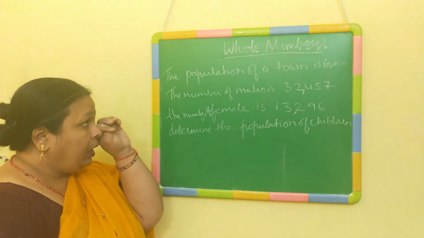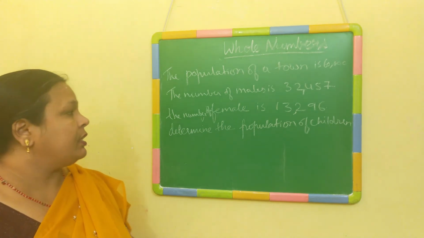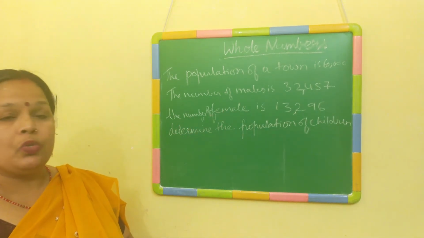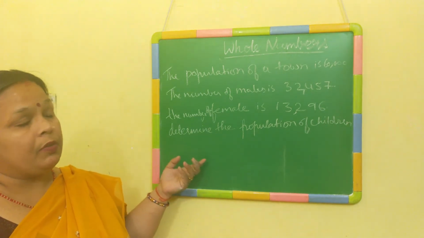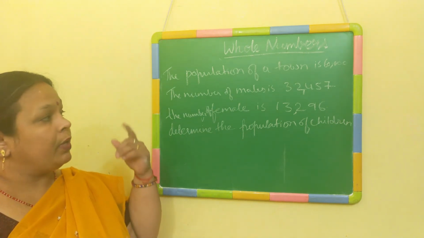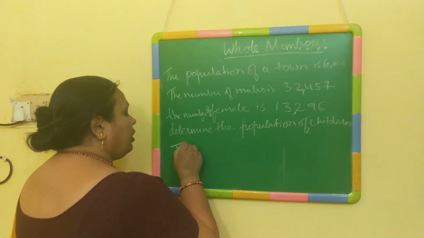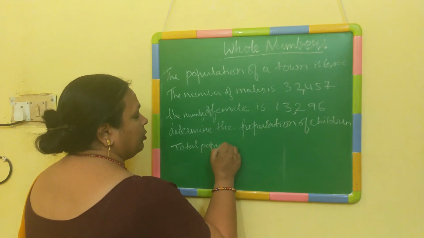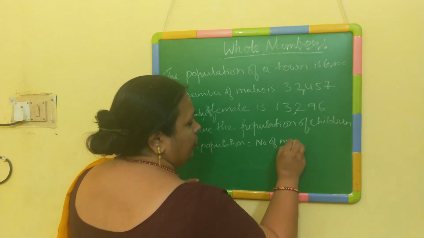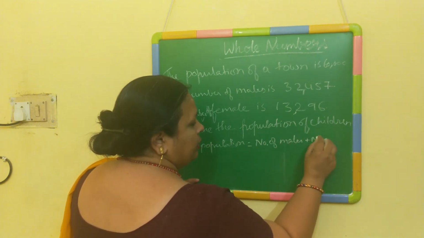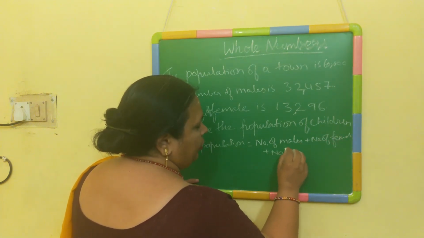Now the next example: the population of a town is 60,000. The number of males is 32,457. The number of females is 13,296. Determine the population of children. The question itself shows that the total population is given, the number of males is given, and the number of females is given. So to frame it, the total population is equal to the number of males plus the number of females plus the number of children.